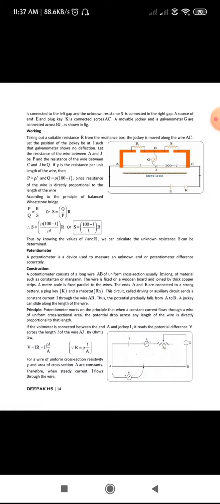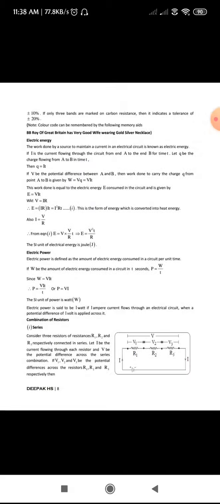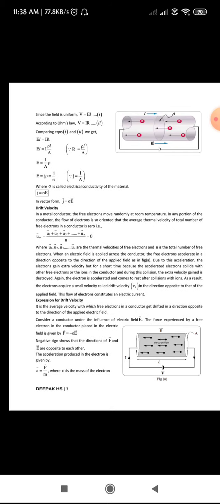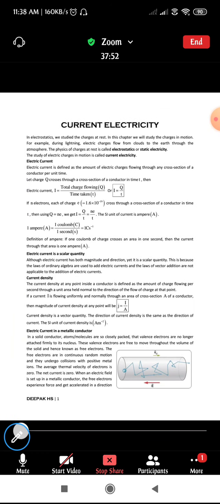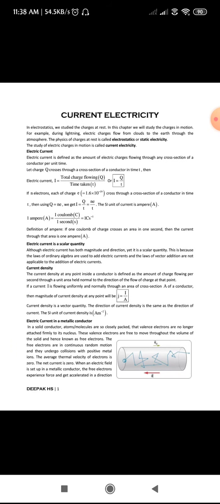Coming to the marks, these are the expected questions from this chapter. We are left with 2 minutes, so let me see how much I can complete. First, for 1 mark, they may ask why electric current is a scalar quantity even though it is a vector quantity. Why do we consider it a scalar quantity? You need to answer for 1 mark.